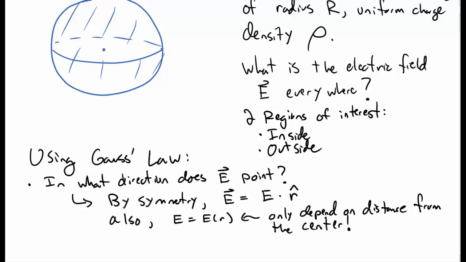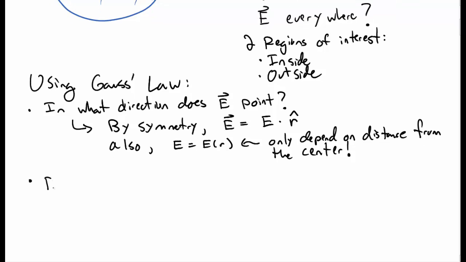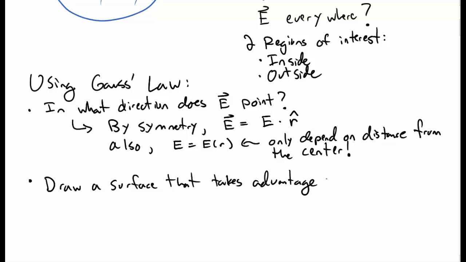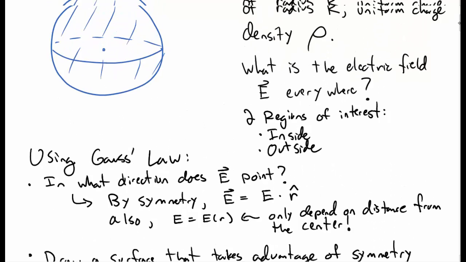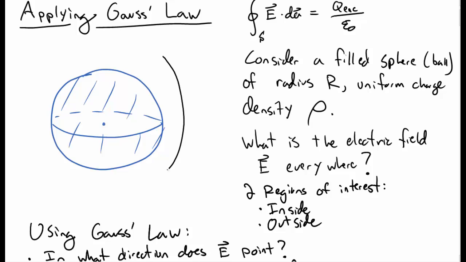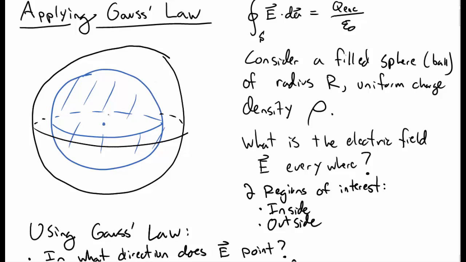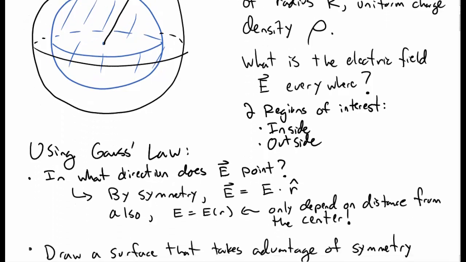Okay, so once we've done that, the next step in Gauss's law is to draw a surface that takes advantage of the symmetry of our problem. So we have a spherical symmetry in our problem here, and so it makes sense for us to draw a spherical surface. It's kind of an imaginary surface that we're drawing. We're going to call this some Gaussian surface, and it's going to have some radius little r. Notice that little r is different than big R, which is the radius of the filled sphere.